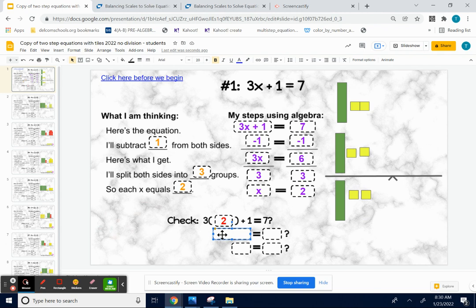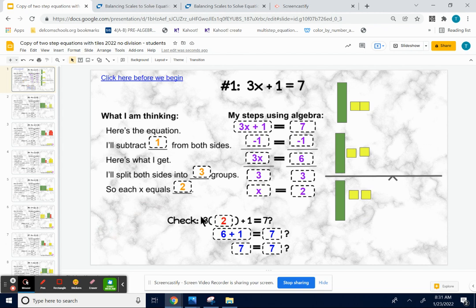Okay, so 3 times 2 is 6. I'm going to go ahead and type in plus 1 and 7. So I need to know, does 6 plus 1 equal 7? I need to test it. Okay, then I can do one more step and figure out what 6 plus 1 is down here. 6 plus 1 is 7. And 7's already on the right. So I can ask myself, does 7 equal 7? Yes, it does. Therefore, my 2 was right.